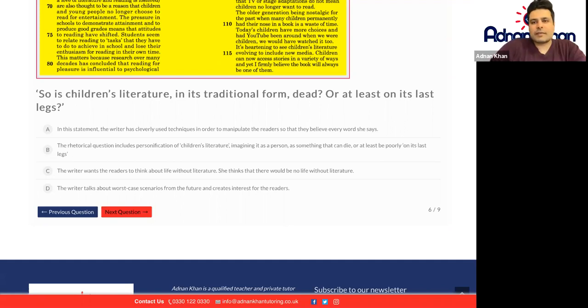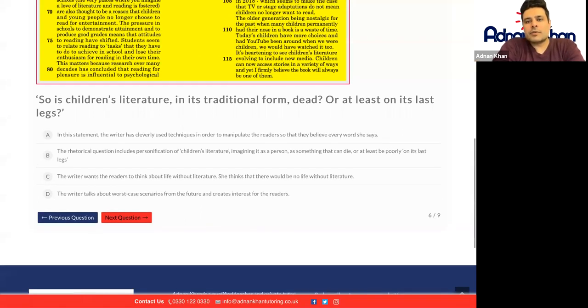That's good. So let's have a look at this for some of you who don't actually quite understand the meaning of personification. I'll give you some clues here. So we know that it's a rhetorical question. Why? Because can you see that question mark there? Again, this question is actually making you think. So you've got two question marks here. So is children's literature in its traditional form dead? Or at least on its last legs? So it's asking you two rhetorical questions, including personification.